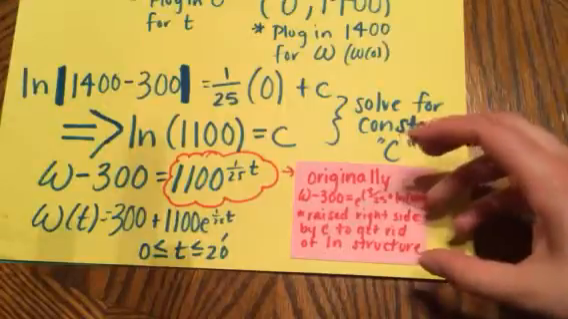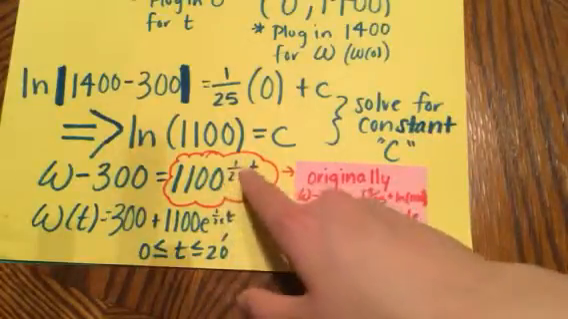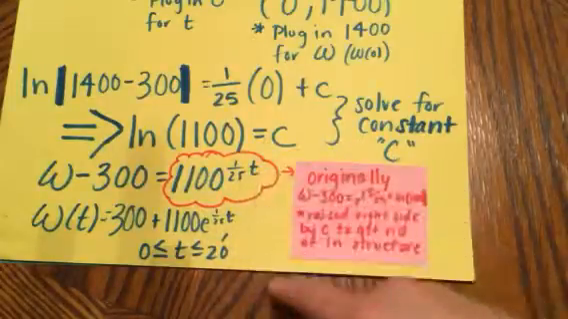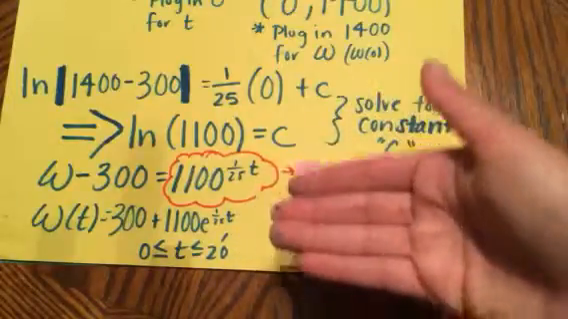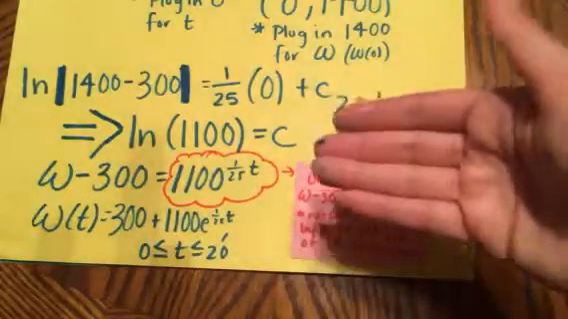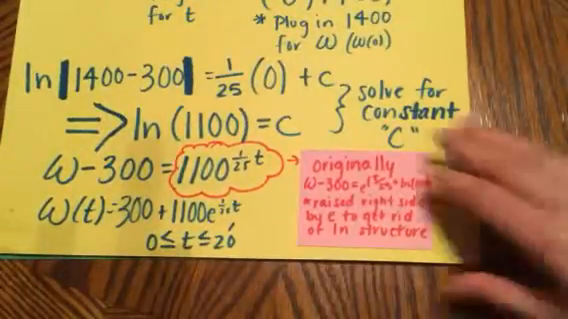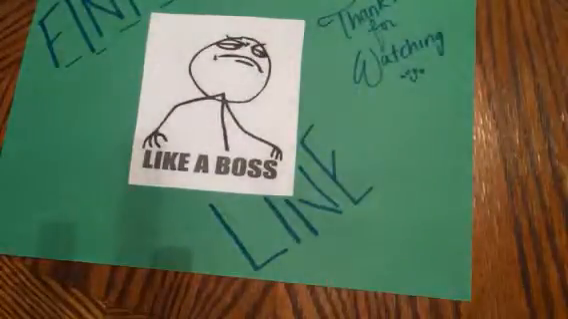And since we raised this, we're trying to free the ln structure, which is why we have it freed here, but 1 over 25t is raised in. You end up solving and finding W of t is equivalent to 300 plus 1100 e to the 1 over 25t, only on this interval, though. And we are finished.